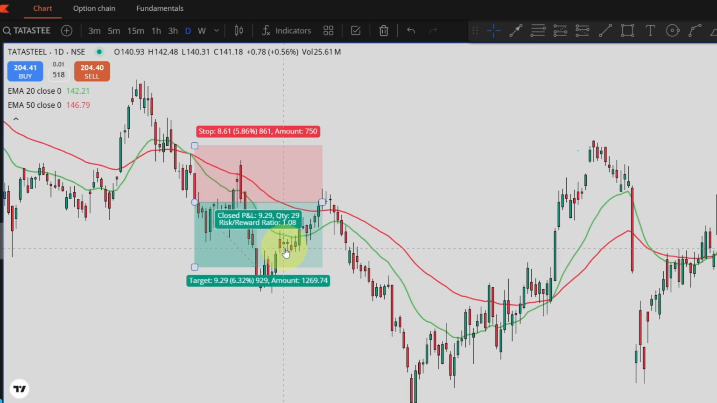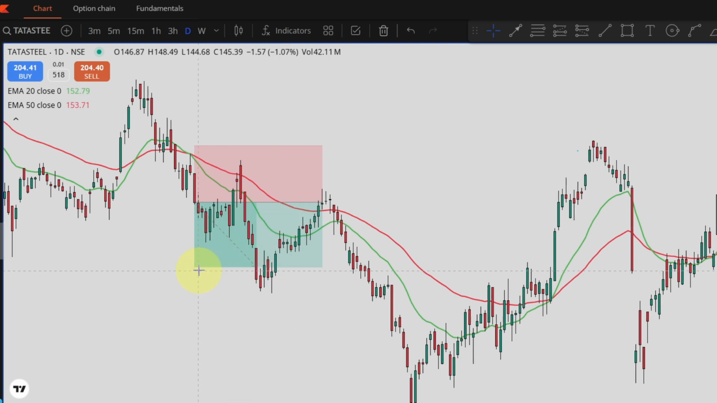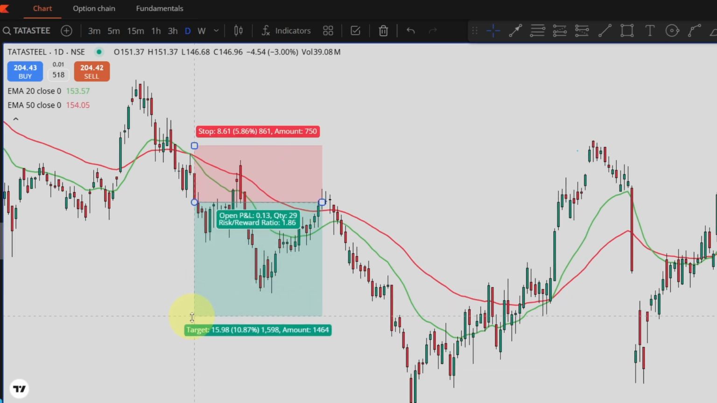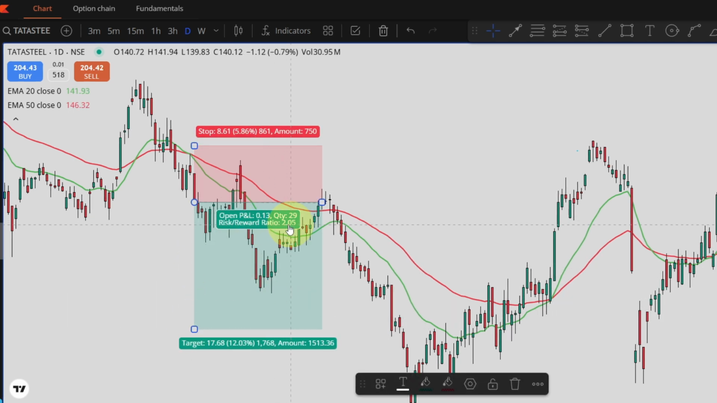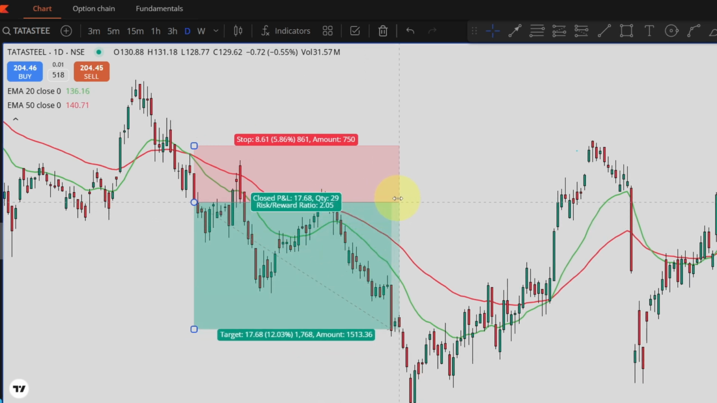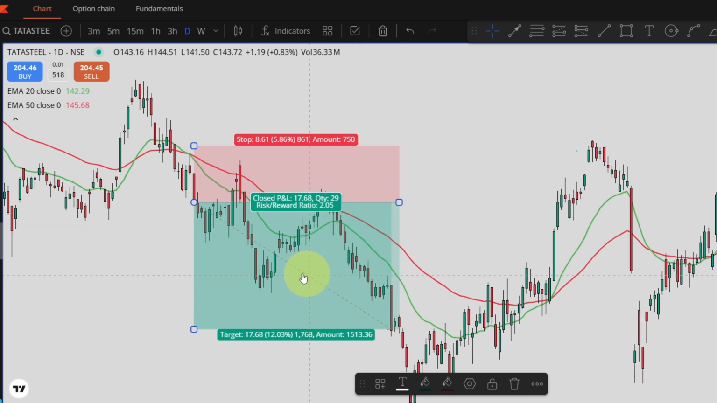Try to take at least a 1:2 risk to reward ratio. So we will set our target at 1:2. Now you can see we have set our target to 1:2 successfully. Now let's drag to the right side, and as you can see, we just successfully hit our target.